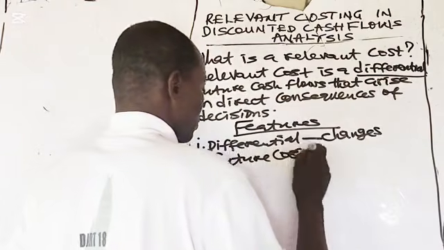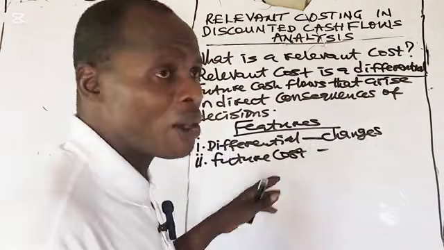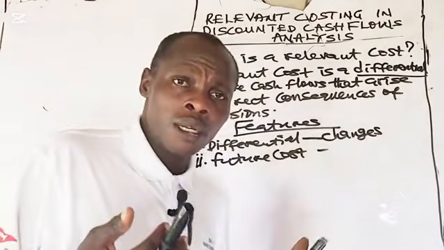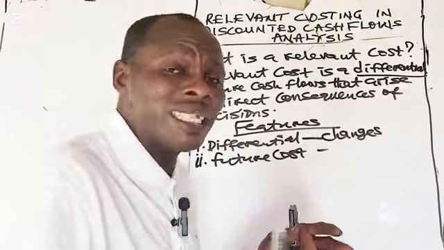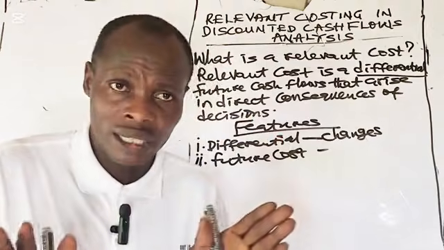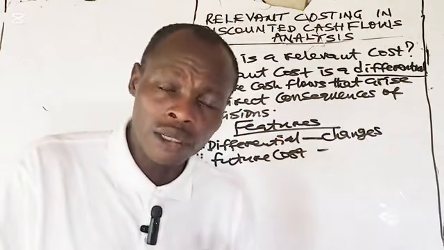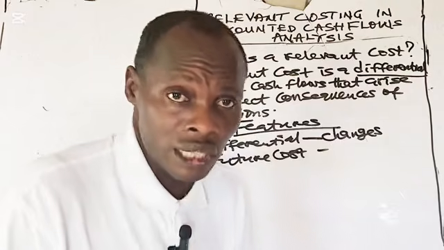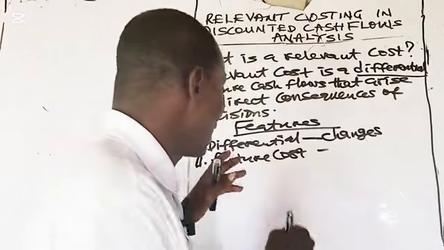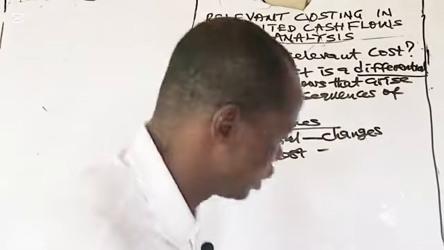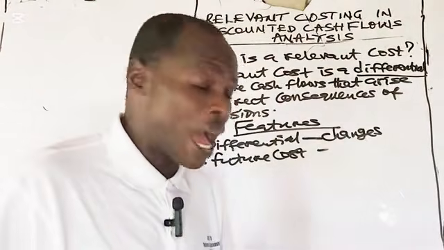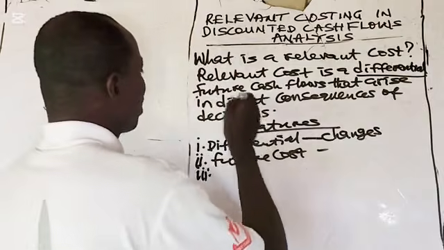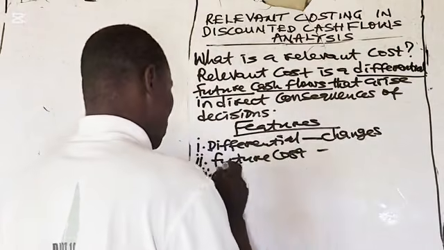Then we also have future. It means all relevant costs are future costs. Costs that have been incurred before the commencement of the project are not relevant. It means past costs are not relevant. So, for example, the cost of conducting research. Research has been undertaken before the project is launched, so those past costs are not relevant. So they are futuristic.